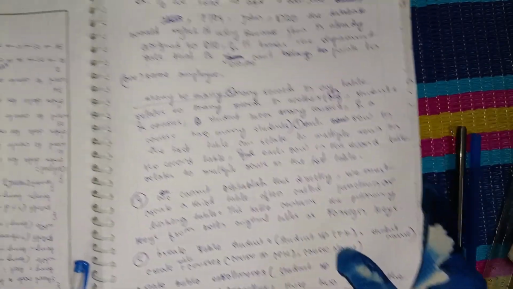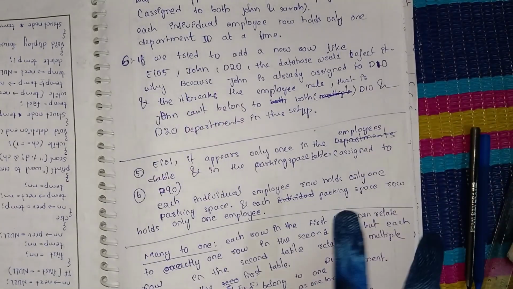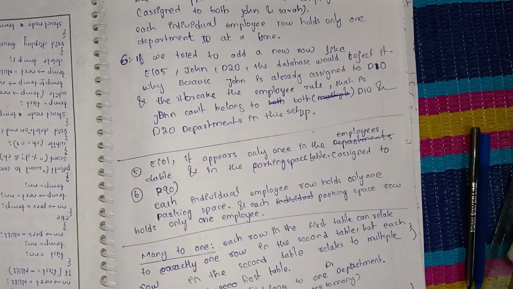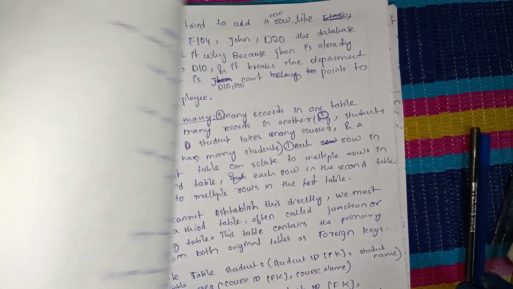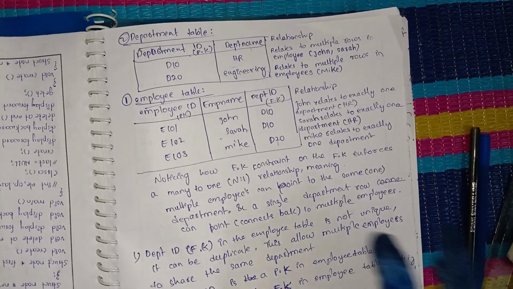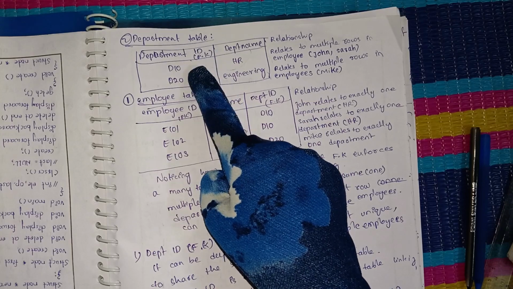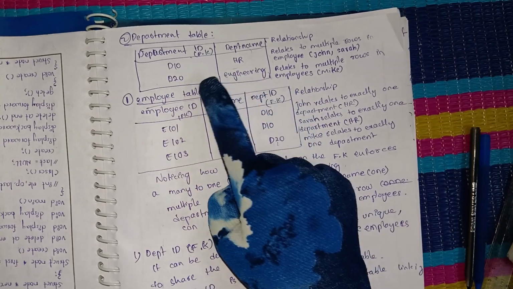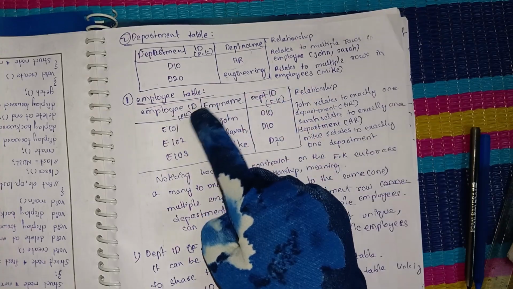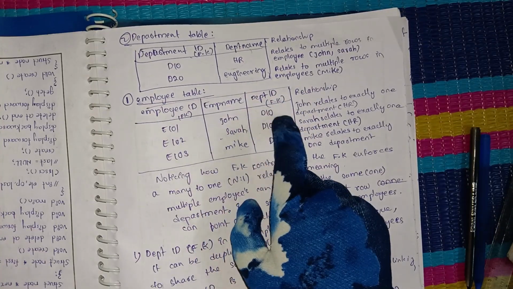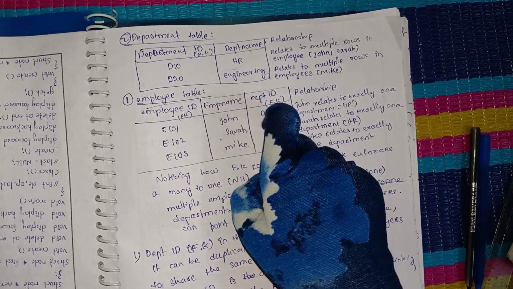So as we have seen in the many to one relationship, we are establishing this relationship by taking the primary key of the first table, meaning the parent table, to the employee table, which is the child table, as a foreign key. So we can establish this many to one relationship.